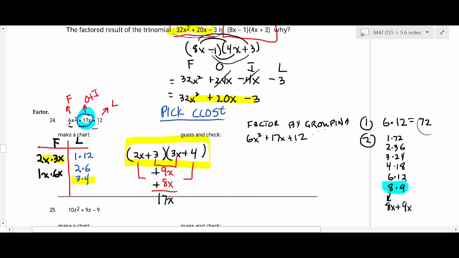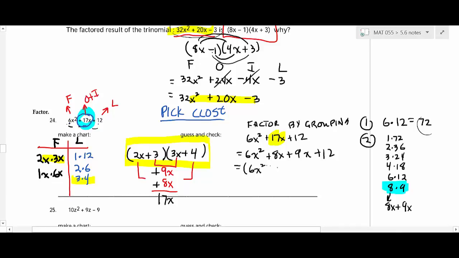So I'm going to change this. Instead of writing 17x, I'm going to write 8x plus 9x plus 12, and it doesn't matter which order. That's the whole key, to figure that 8 and 9 out. Does that make sense? Tell me. Now let's factor by grouping.